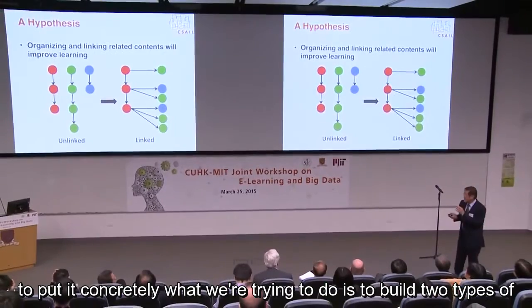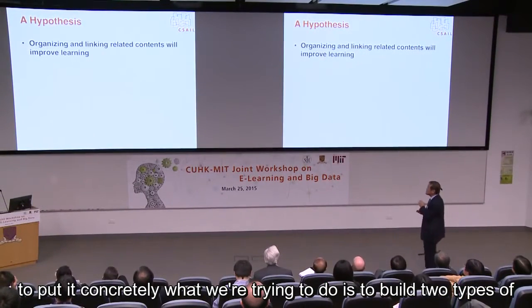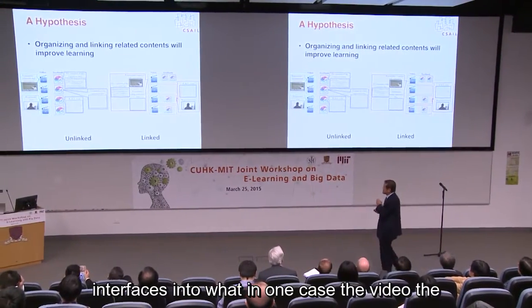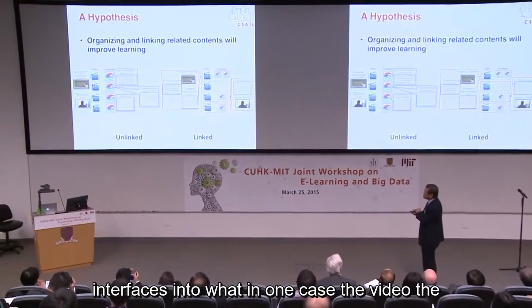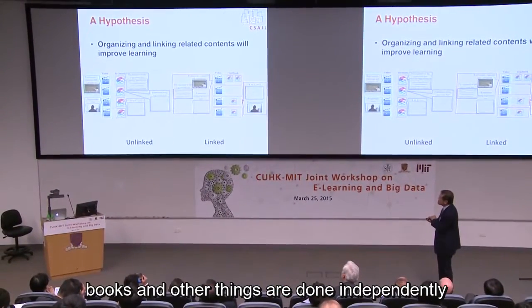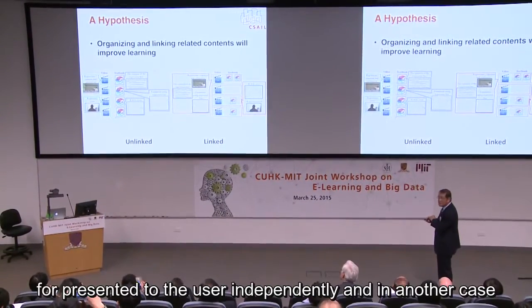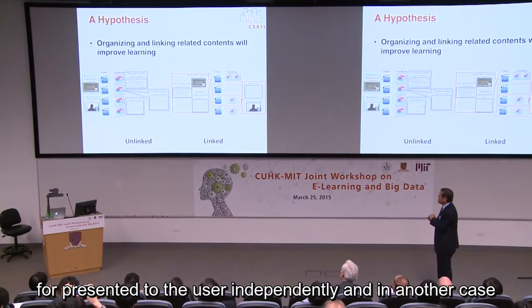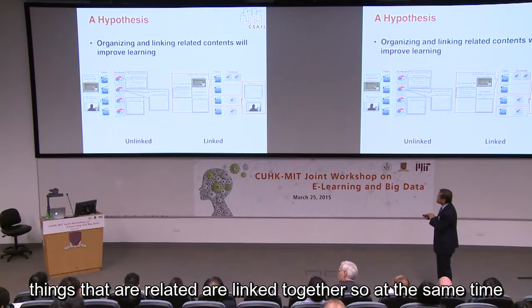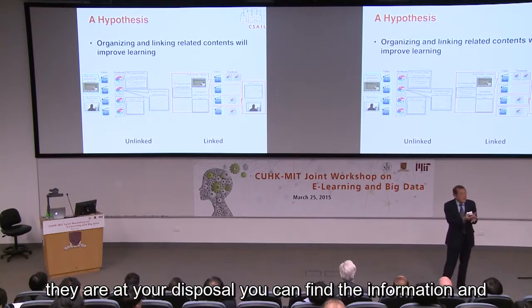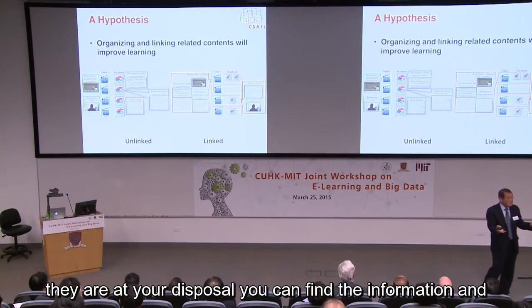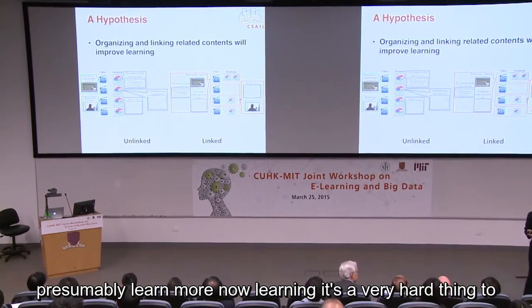And to put it concretely, what we're trying to do is to build two types of interfaces. In one case, the video, the books, and other things are done independently, presented to the user independently. And in another case, things that are related to are linked together. So at the same time, they are at your disposal. You can find the information and presumably learn more.